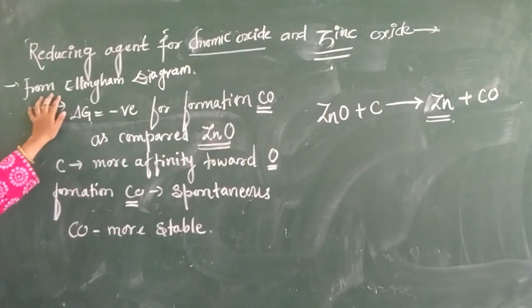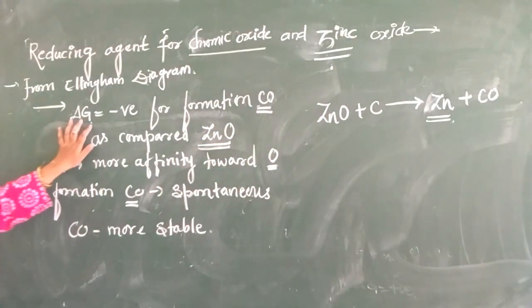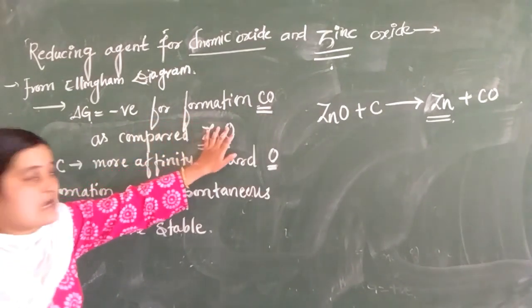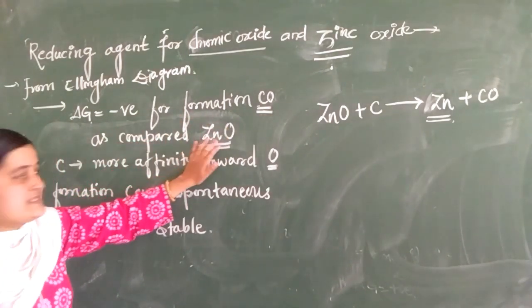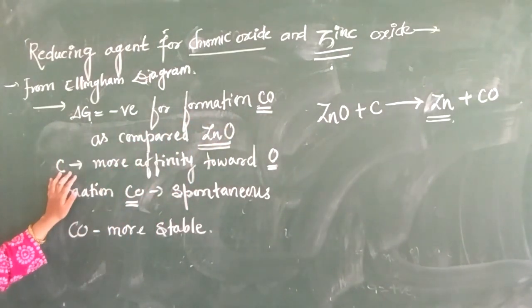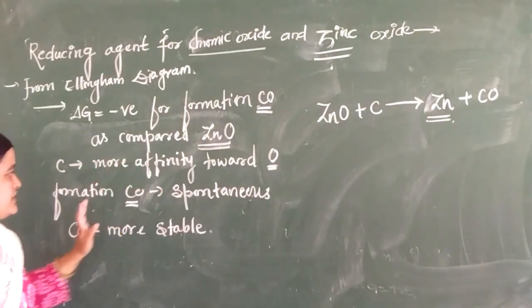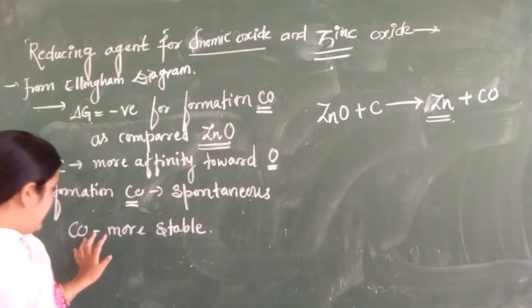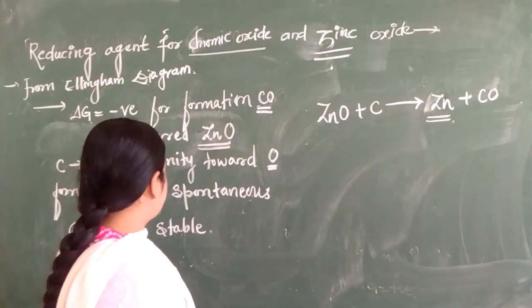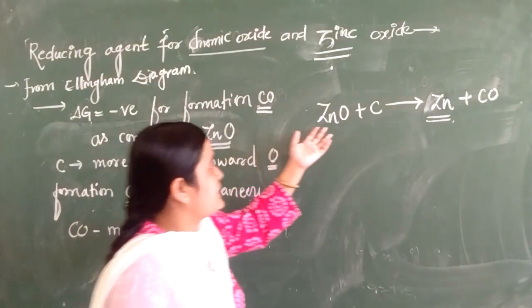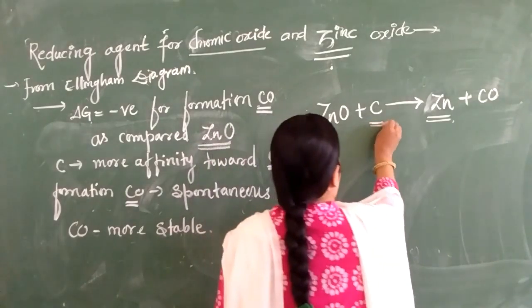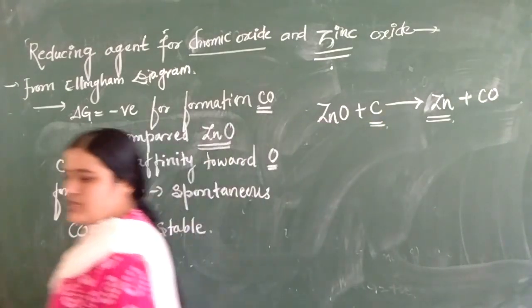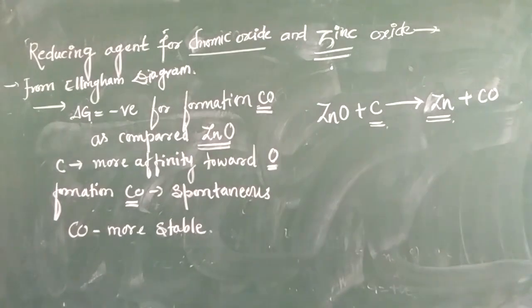See, from the Ellingham diagram it is evident that the delta G value is more negative for the formation of carbon monoxide as compared to zinc oxide. Carbon shows more affinity towards oxygen. So the formation of carbon monoxide is spontaneous, and carbon monoxide is more stable as compared to zinc oxide. So carbon can be used as a reducing agent for zinc. Okay, this is about today's part.